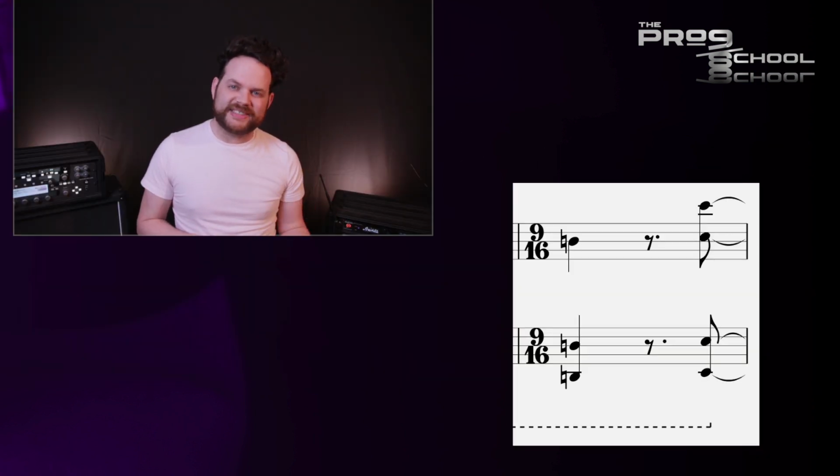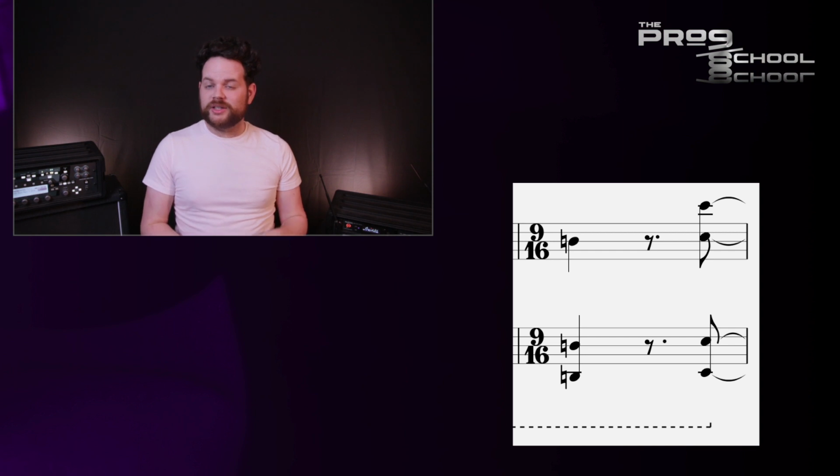Finally, there's a bar of 9/16. Here there's a quarter note hit, a dotted 8th note rest, and then the pickup E power chord that starts the pattern all over again. And this whole rhythm is just groups of 2, 3, and 4, but the way they're arranged and the overall speed of it makes this really tricky to count and feel.